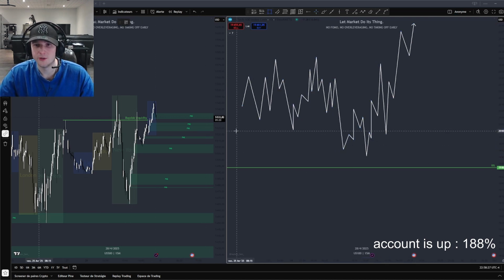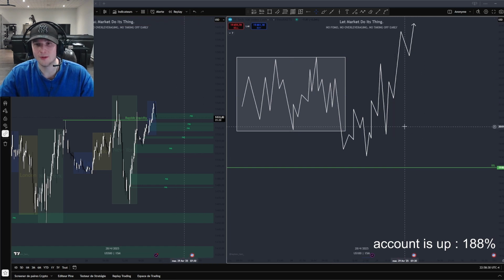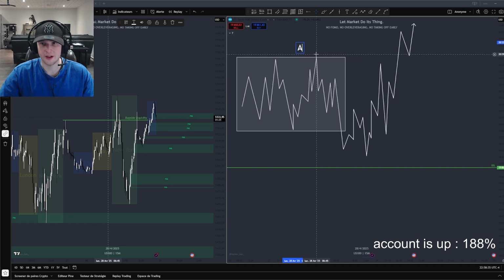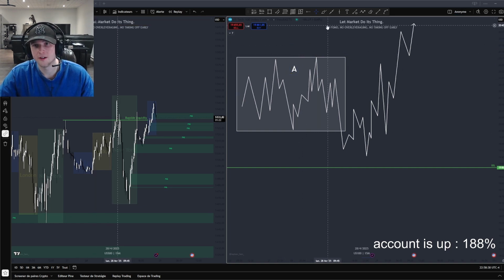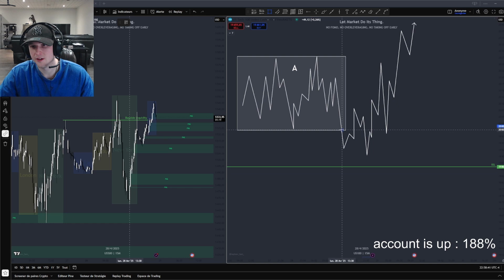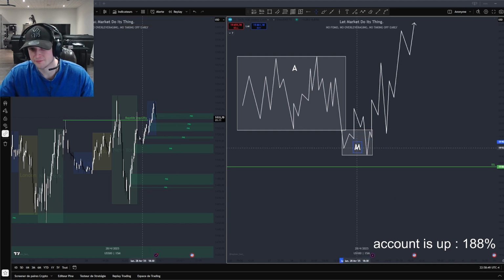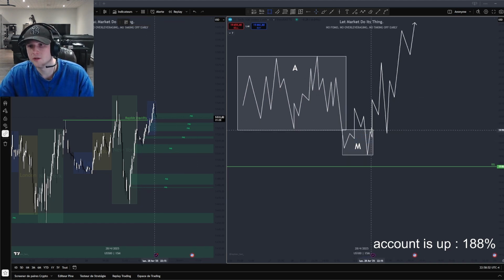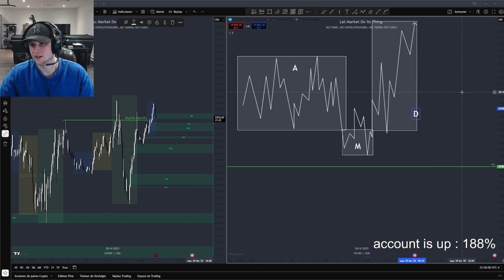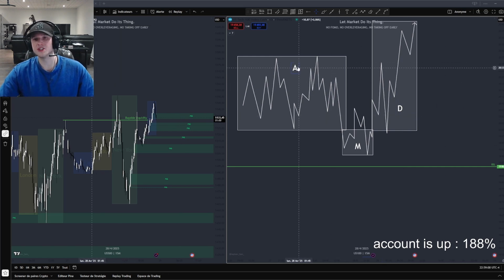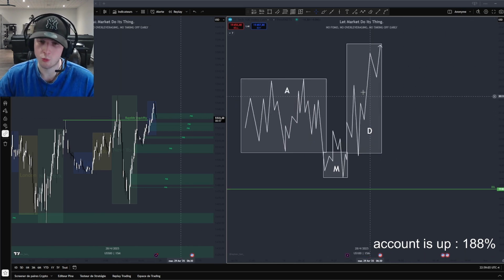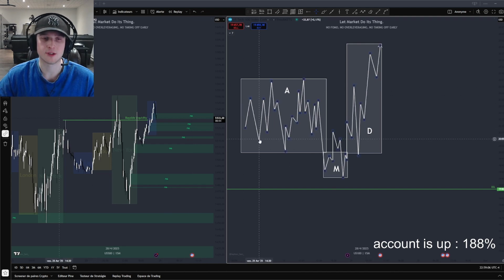Here you have the accumulation phase, or A. So I'm going to write A right here. Here you have the manipulation, which I'm going to label M right here. And right here, what do you have? The distribution, which I'm going to label D. So this is your AMD. Now this is what markets do. This is how markets move.